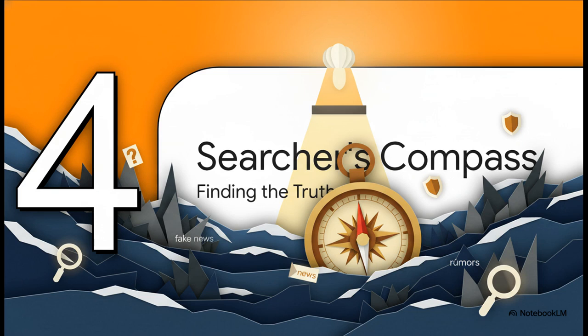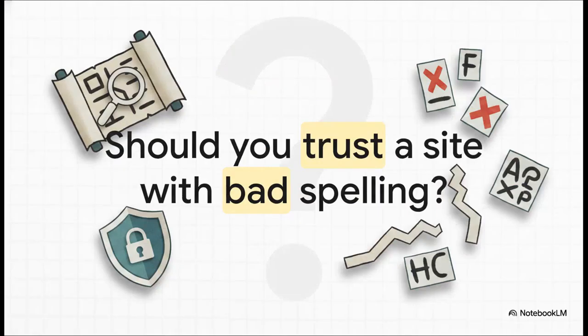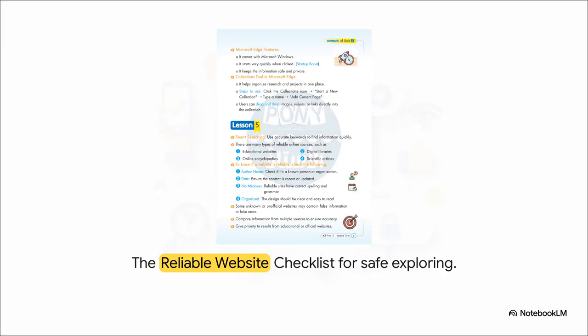All right, moving right along to Section 4, the Smart Searcher's Compass. We need this compass to avoid getting lost in a sea of fake news. So imagine this. You find a website for your science project, but there's no author listed anywhere, and the page is just full of terrible spelling mistakes. Are you going to trust it? Absolutely not. You've got to steer clear of that.